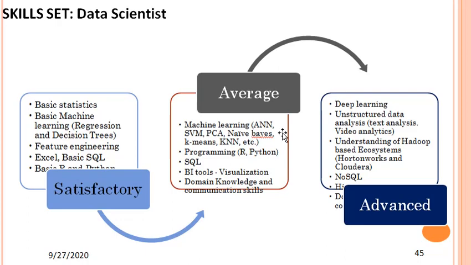Also, an average data scientist should have a good level of experience with different programming languages such as R, which is a statistical tool, and Python, in which you can develop and execute machine learning models. In order to handle data, he should have good experience with structured data and unstructured data through SQL or NoSQL. Another thing is that he should also be familiar with different business intelligence tools, and those tools will help him perform different visualizations, and he should also have some domain knowledge and some good communication skills.